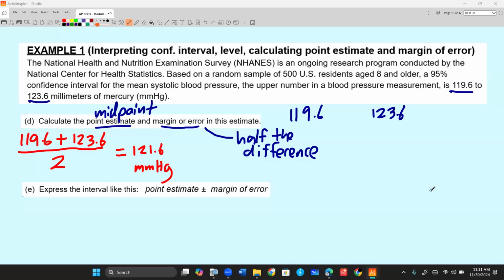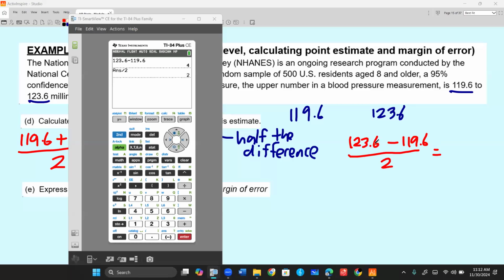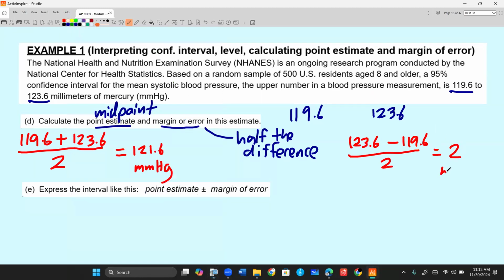The margin of error is half the difference. So it's like the overall difference cut in half because remember you can go above and below that estimate. So you get that by subtracting them and dividing by 2. This ends up being a nice number. You'll get 2. So your margin of error is going to be 2 millimeters of mercury.